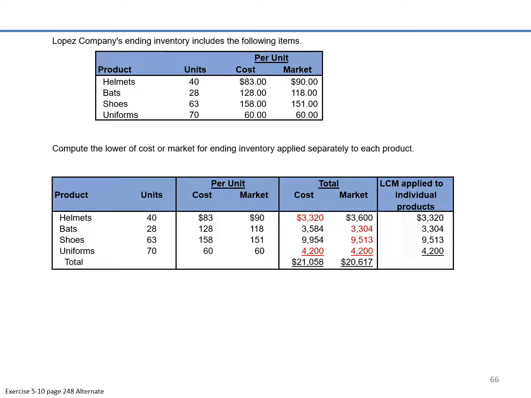Same value as market. So we've got a total cost on our balance sheet currently at $21,058. It needs to be $21,337 or $20,337. And so we would report a loss of $721 as a year-end adjusting entry to bring our inventory in line with the GAAP accounting rules that say we have to report it at lower of cost or market.